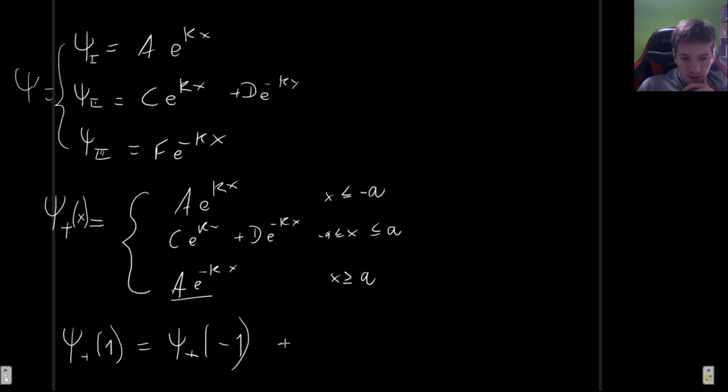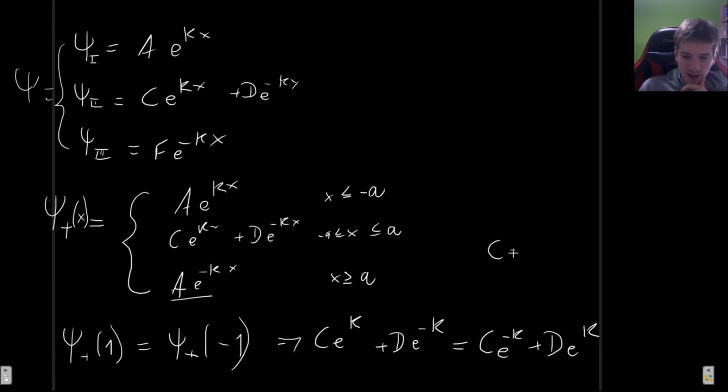So now what does that mean? That means that c e to the k plus d e to the minus k. Now I just evaluated this at 1. Now let's evaluate it at -1. It would have to be the same as c e to the minus k plus d e to the k. Now, how can we make these two things be the same?